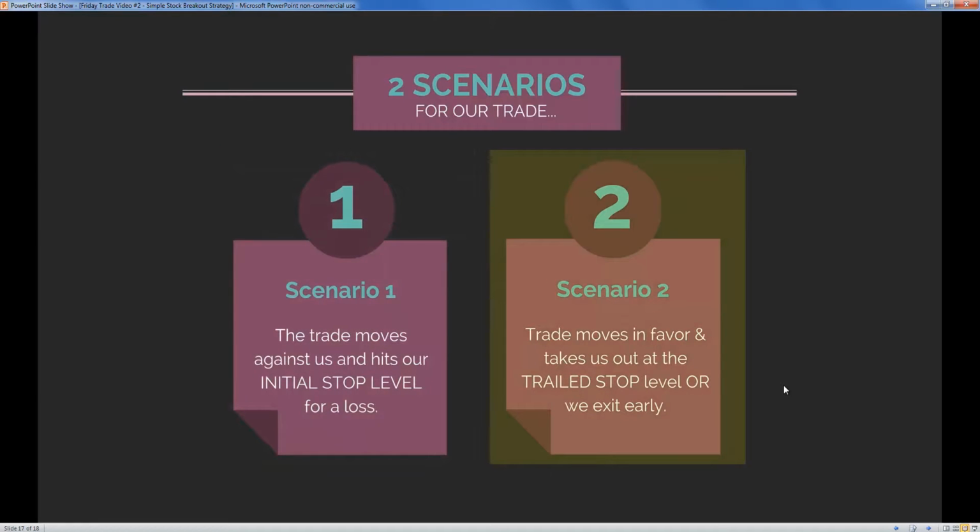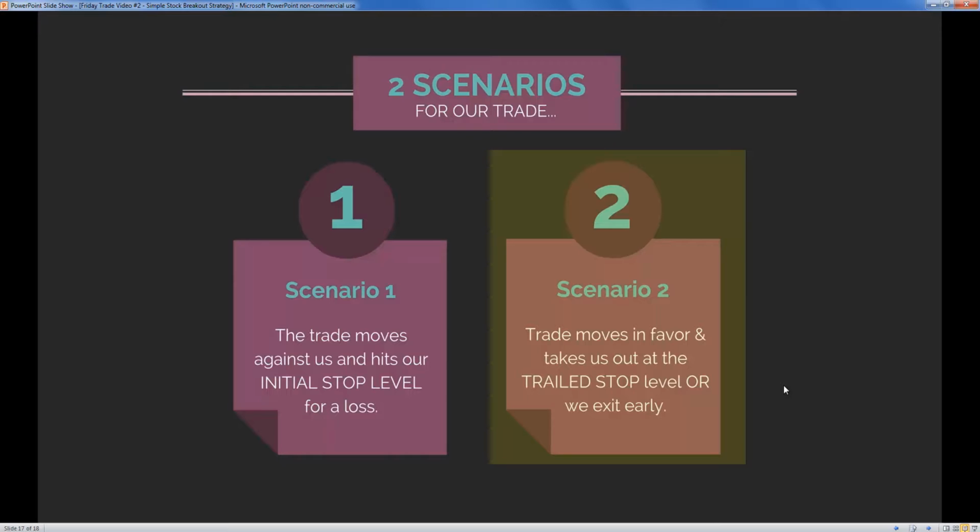The second scenario is that the trade moves in our favor. This is the scenario we want. In this case, we need to decide two things. Number one is how we're going to trail our stop level as the position moves in favor. And number two, when we are going to take profits. Or in other words, when we're going to exit our winning position.